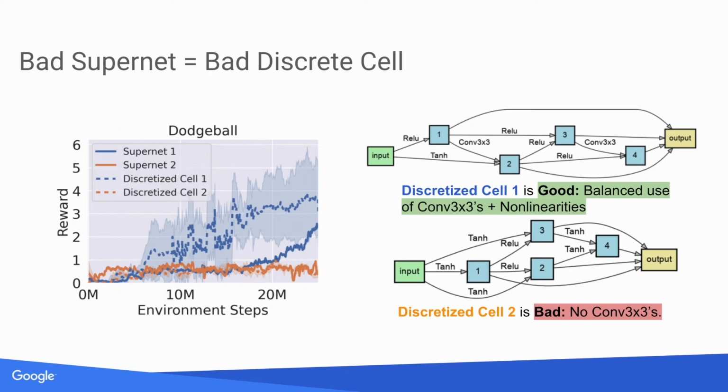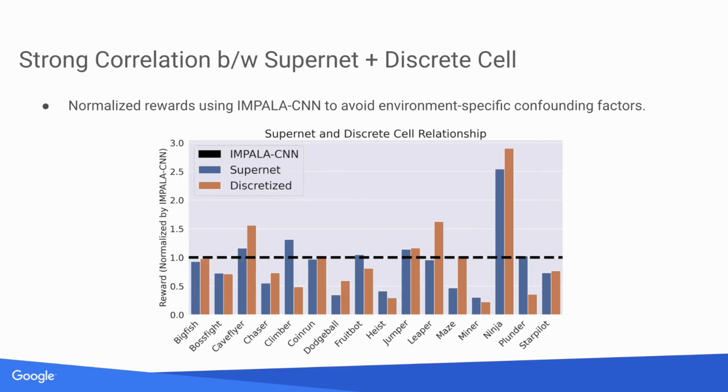For example, if we discretize a poorly trained supernet, then the corresponding discrete cell performance is low, and the design also does not make sense, as it possesses no convolutions. If we discretize a properly trained supernet, then the corresponding discrete cell performance is high, and the design does make sense, as it has a balanced use of convs and nonlinearities. Lastly, we found that after normalizing against the baseline to reduce confounding factors from the environment, there is a strong correlation between supernet and discrete cell performances.